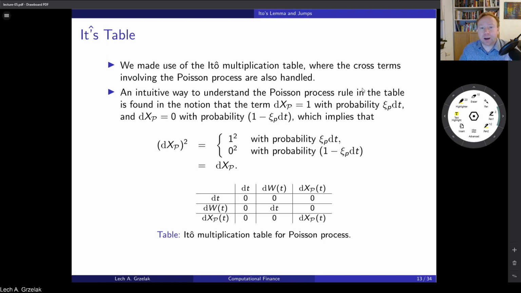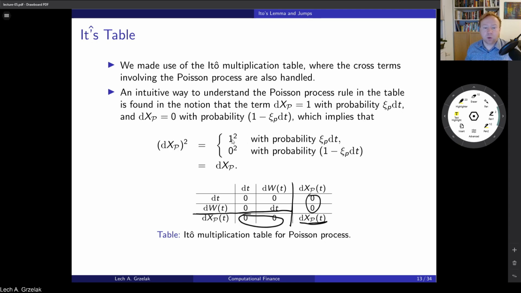A small extension that we have to incorporate is the extension of the Ito table. The Ito table, as you remember, involved relations between Brownian motions and dt's. This is something you are already familiar with. The extension is related, of course, to the Poisson process, but since we assume independence, this part is rather straightforward. The only difference is that dX_p(t) times dX_p(t) is equal to dX_p(t), and this is related to the variance of the increment of the process X_p(t).